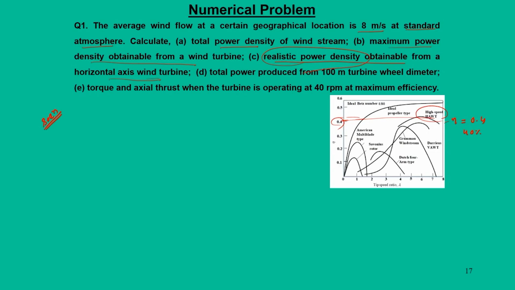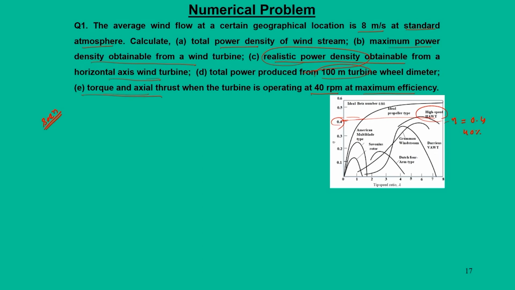Then we need to find out the total power produced by a 100 meter wheel diameter. That means, if that horizontal axis wind turbine has a wheel diameter of 100 meter, then you have to find the total power. Now, for this total power, what will be the maximum thrust and torque when the turbine rotates at 40 rpm and at the maximum efficiency point? So, for all these things we have derived these established formulas. This problem also explains how you just introduce the formula and keep calculating.